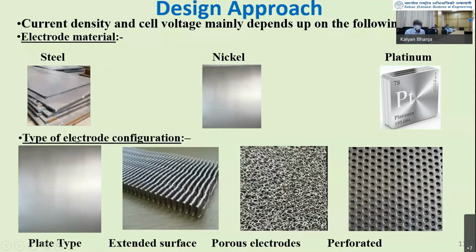Regarding configuration, earlier there was the plate type, where current density is very low. To increase the current density, some extended surface was thought of. That is also a possible configuration, but the space requirement is more. To avoid these difficulties, the latest methods are porous electrodes as well as perforated plate electrodes. They each have their own advantages and disadvantages. Here they have good strength; here they have very good surface area and a very compact design.